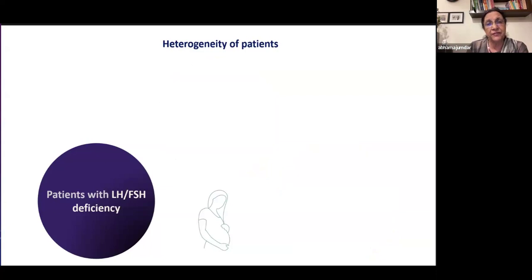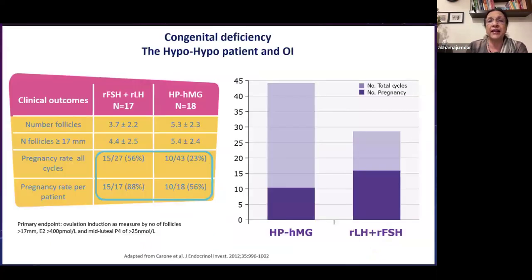So let us talk about patients with LH and FSH deficiency. There are two types of deficiency. One is congenital and one is acquired. Congenital deficiency, you all know, is the hypogonadotropic hypogonadism patient.